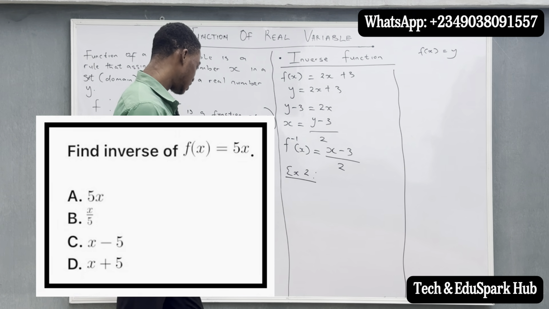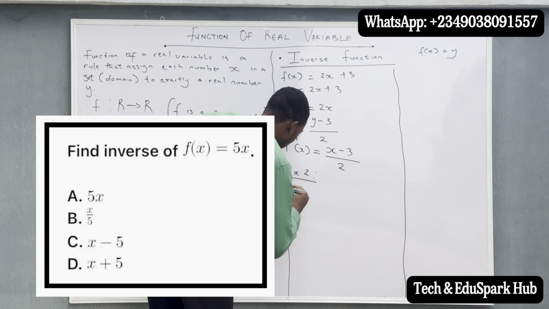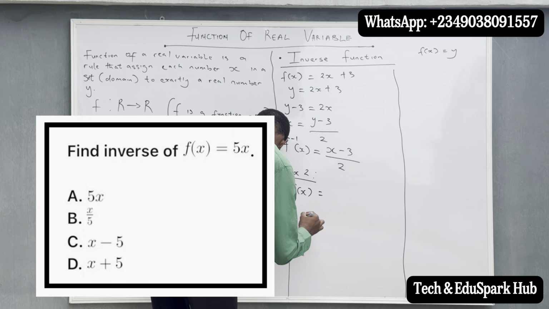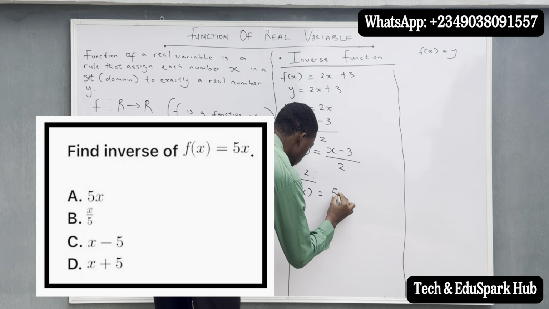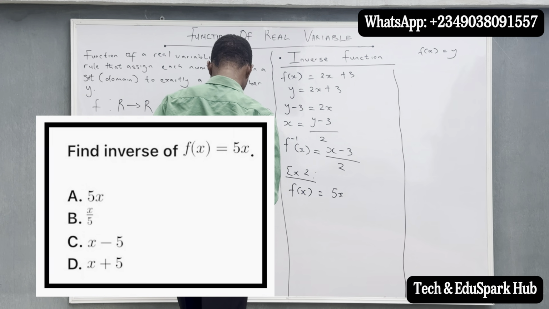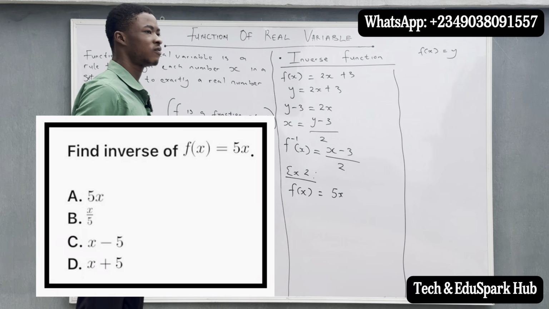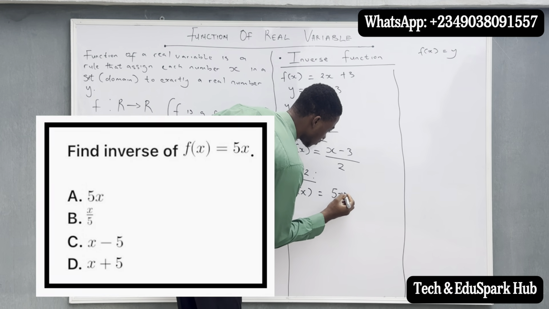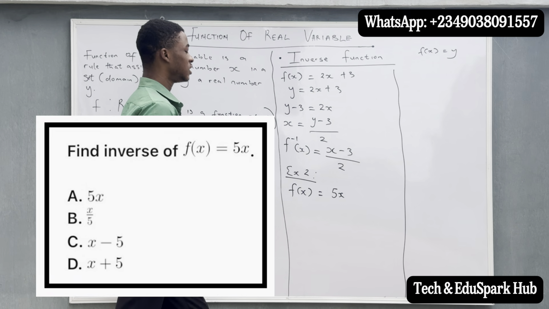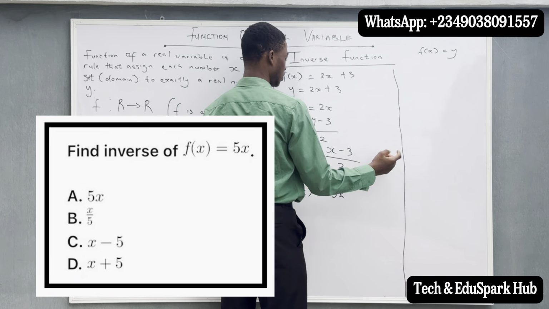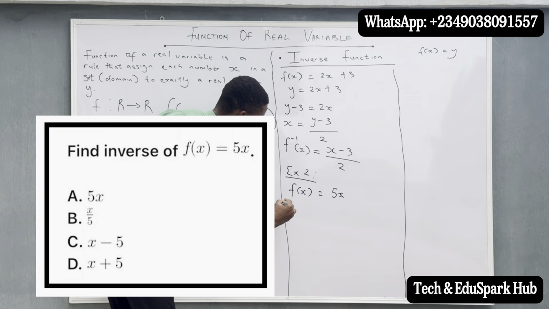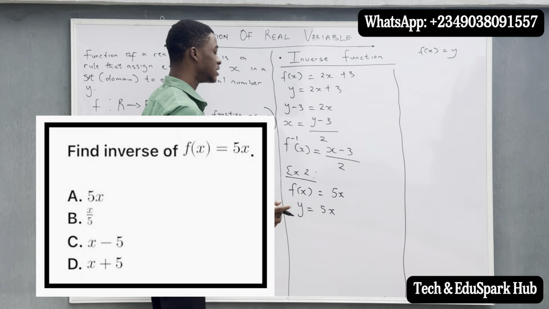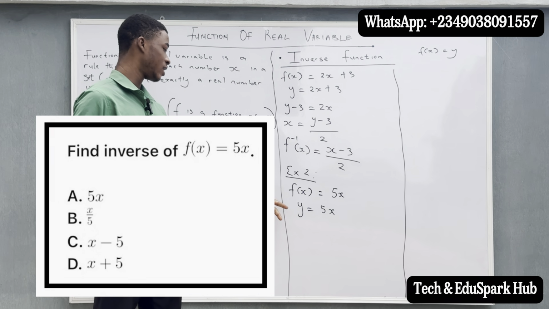So yes, in solving this kind of question, we have our f of x equal to 5x. How do we solve a question of this type? Remember that I said the first thing to do is change the f of x to y. So let's do that. We have y equal to 5x. This is the first step: you change the f of x to y.